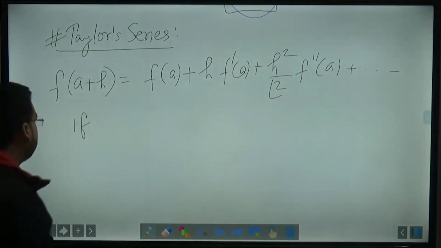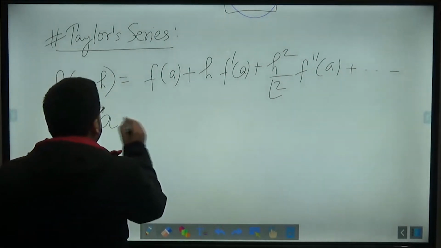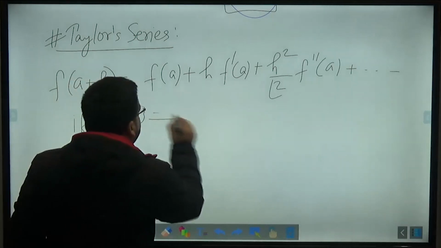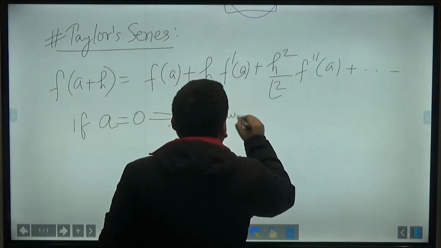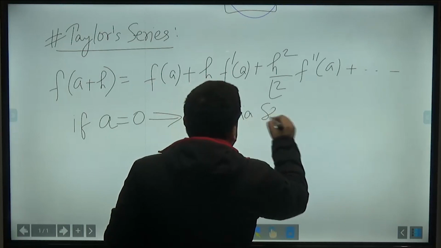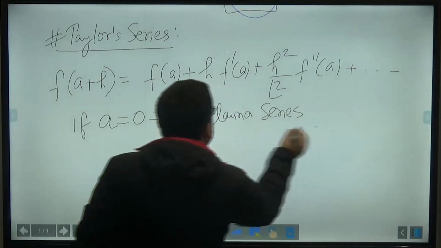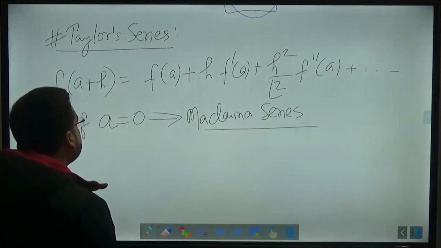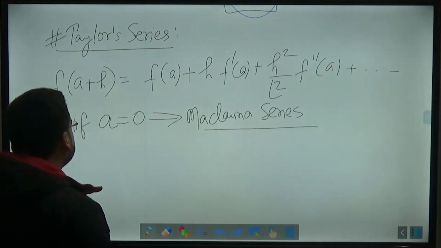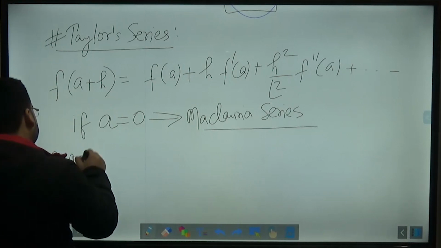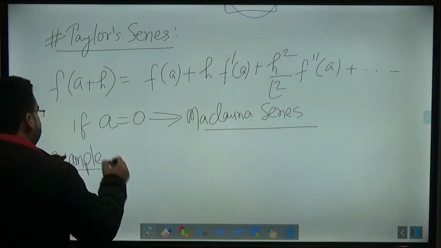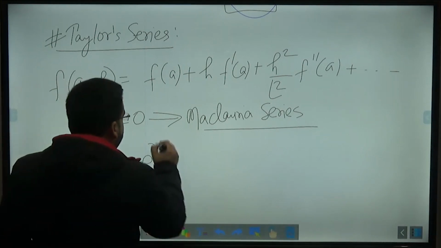Okay, and if you put in this Taylor series A is equal to 0, actually you are getting the Maclaurin series. Example, let me give you an example.